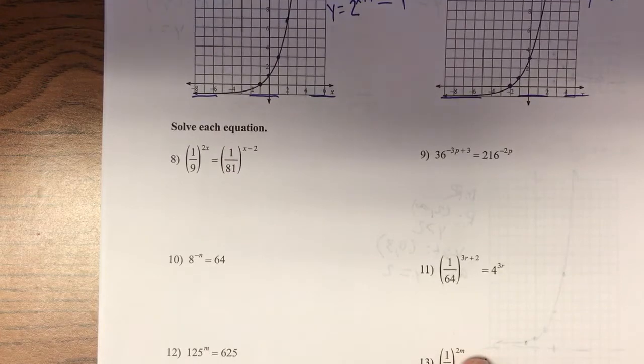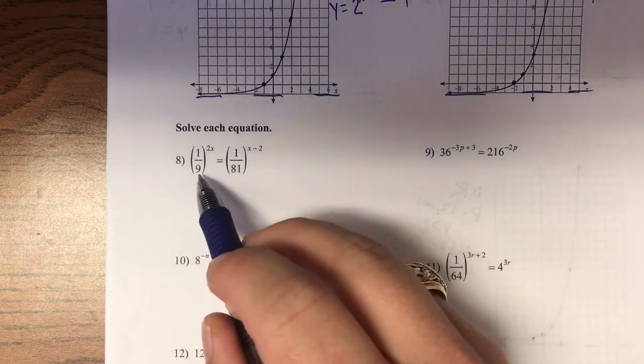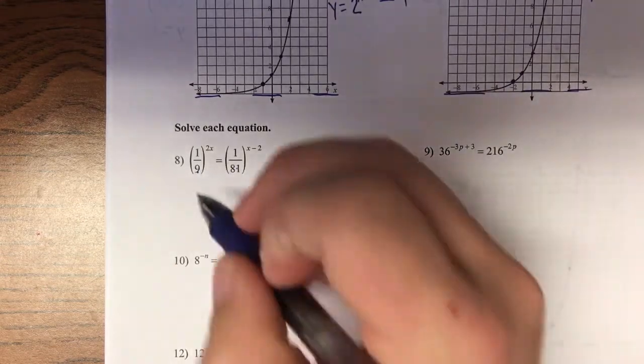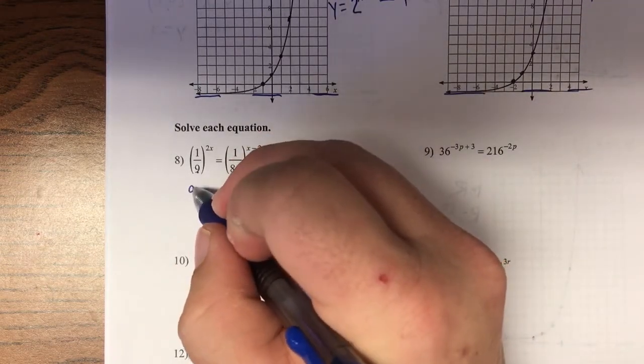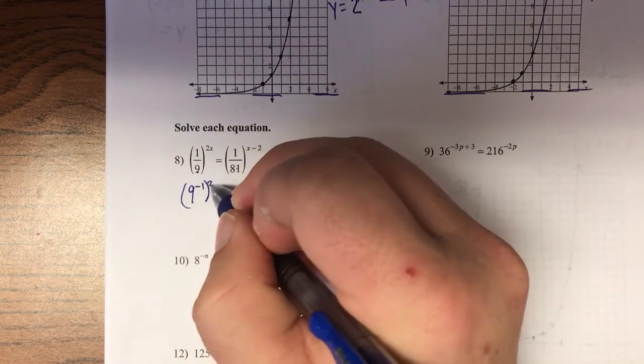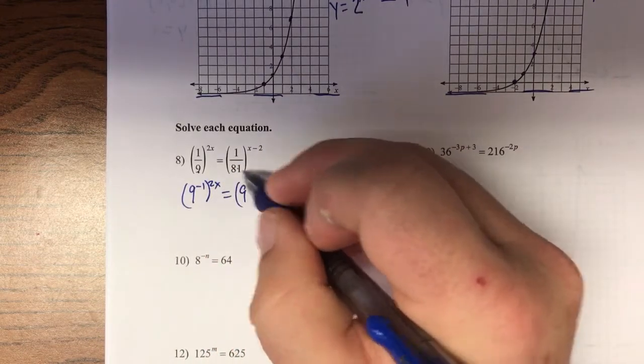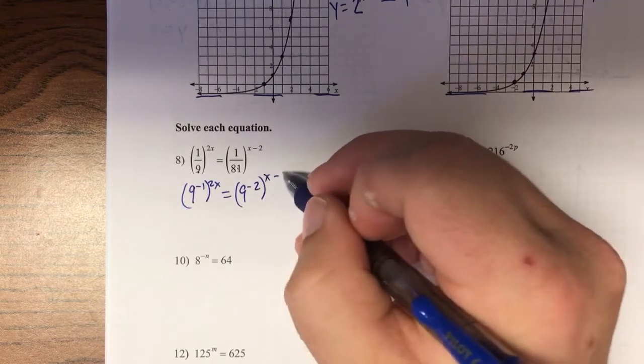Starting at number 8 with solving, we have to get the same base on either side. For this one, you could either use 9 or 3, because 9 does go to 81. Anytime you have a fraction, it means you're going to have a negative exponent. So this is 9 to the negative first. I'm going to use 9 because it's less work. Over here, 9 to the negative second, because 9 squared is 81, the negative flips it.